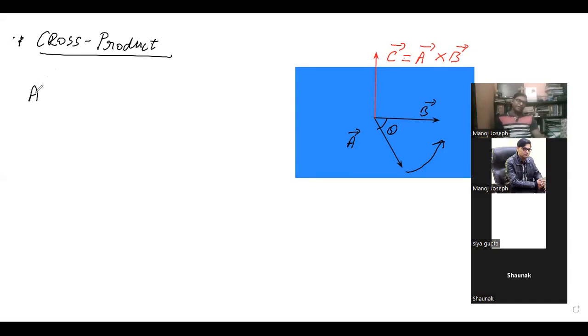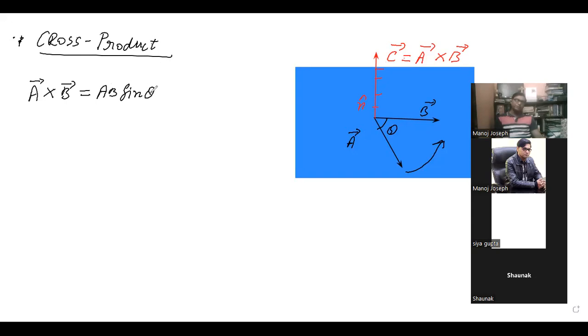So vector A cross vector B is equal to the product of their magnitudes. The magnitude of vector A is A, and the magnitude of vector B is B, so AB with the sine of the angle between them, sine theta. Now this third vector has some unit, how long it is.